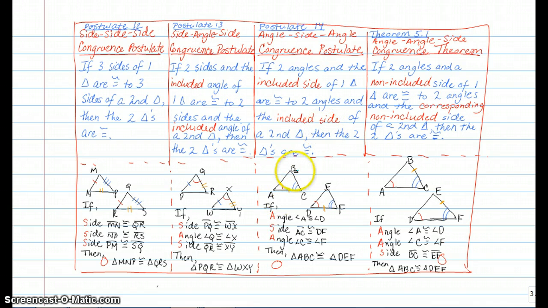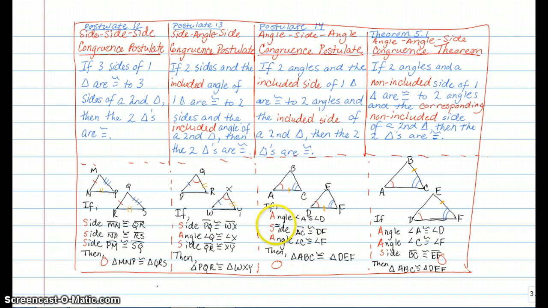So if we look at triangle ABC and triangle DEF, you can see that the two angles are A and C, D and F. Segment AC and segment DF are the included sides because they're between the two angles. So the first angle A is congruent to this angle on the second triangle D. This side AC is congruent to this corresponding segment DF. And the last angle C is congruent to the corresponding angle F on the second triangle.